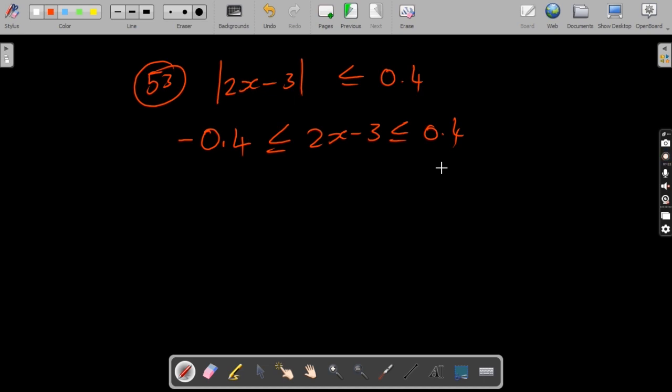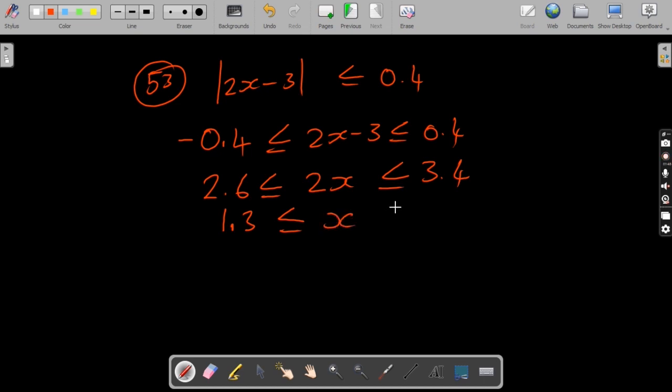Now, all that we have to do is basically solve the inequality. So if we add 3 everywhere, we're going to have 2.6 on the left hand side. We're going to have 2x there. Then we're going to have 3.4 on that side. Then we can divide everything by 2 so that we only have x in the middle. And that will give us 1.3 on this side. And we're going to get x in the middle and 1.7 on that side.